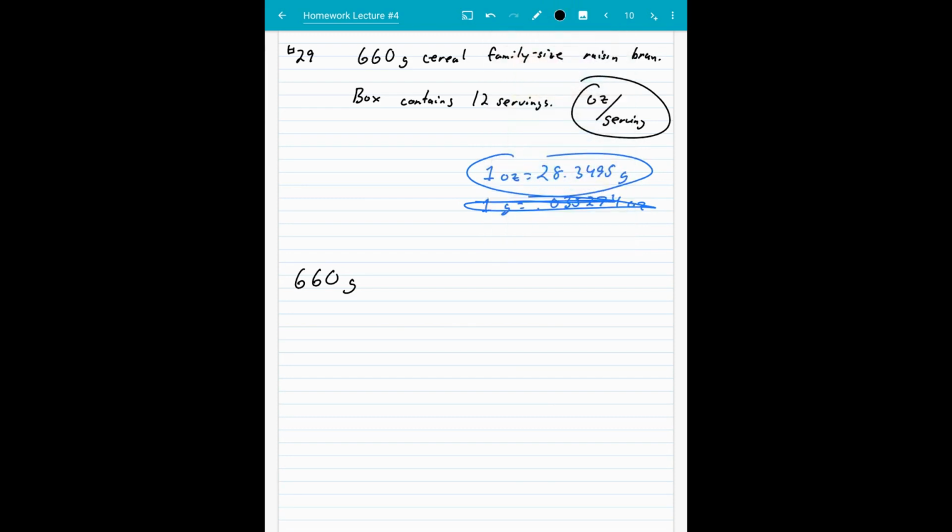So we go ahead and write down that conversion. Times, for every 28.3495 grams, we have 1 ounce.